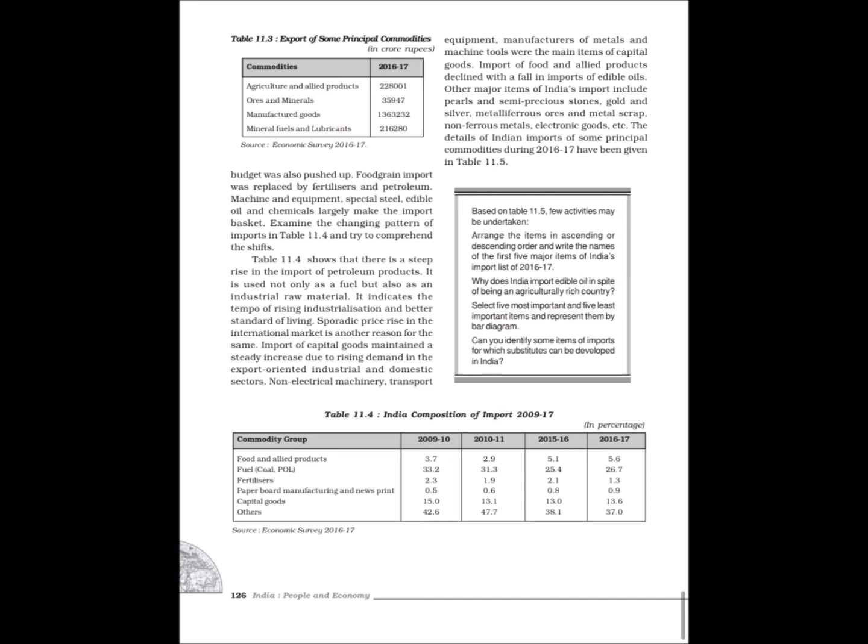Import of capital goods maintained a steady increase due to rising demand in the export-oriented industrial and domestic sectors. Non-electrical machinery, transport equipment, manufacturers of metal and machine tools were the main items of capital goods. Import of food and allied products declined with the fall in imports of edible oils. Other major items of India's import include pearls and semi-precious stones, gold and silver, metalliferous ores and metal scrap, non-ferrous metals, electronic goods, etc. The details of Indian imports of principal commodities during 2004-2005 have been given in Table 11.5.